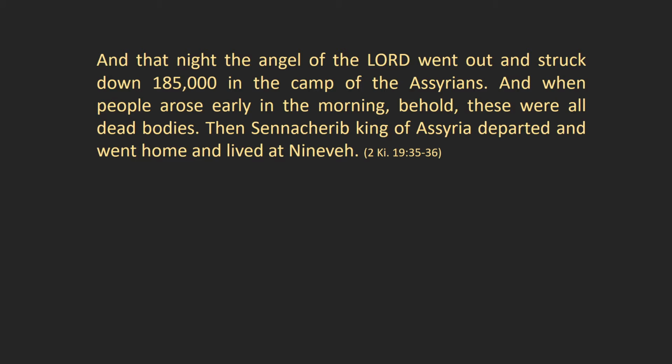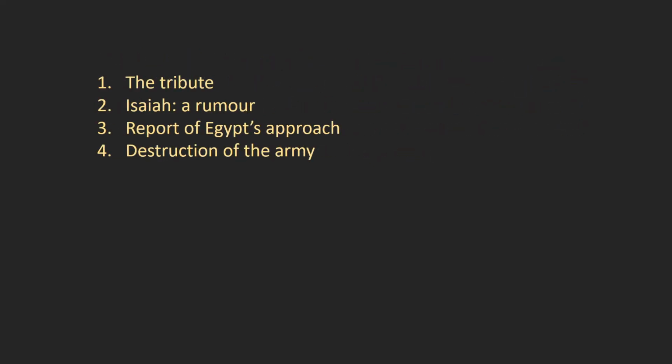Now, event B, Sennacherib's departure, followed event A, the destruction of the Assyrian army. That does not necessarily mean that B is caused by A. It might be, but this is not certain. Other explanations have been offered. There are basically four options. One, the tribute persuaded Sennacherib to call it a day. Not likely, as nothing in the text points this way.